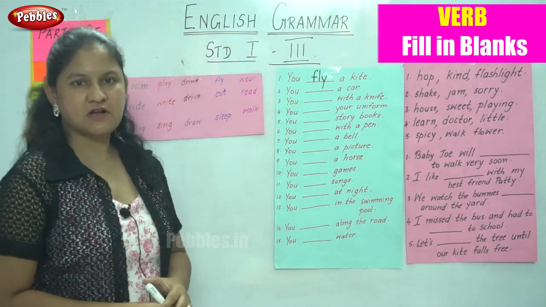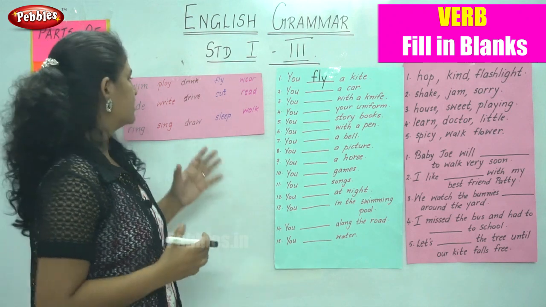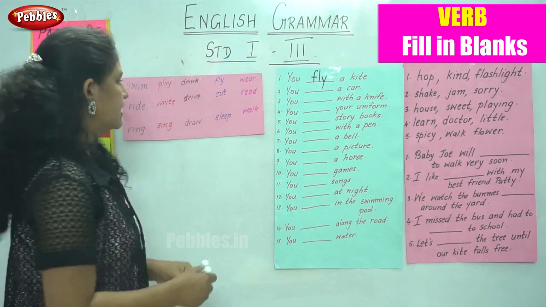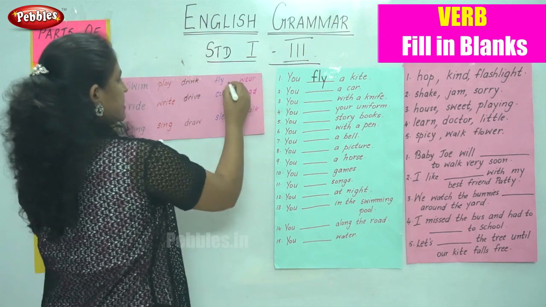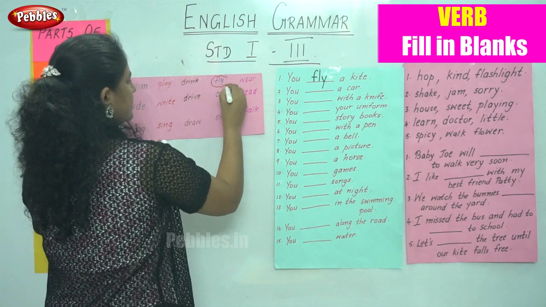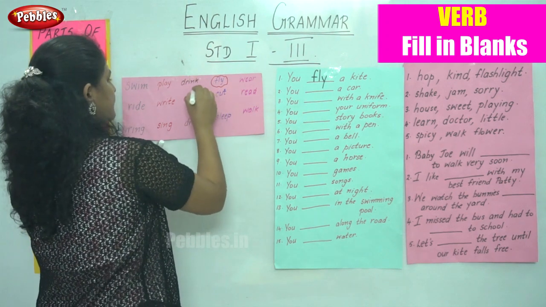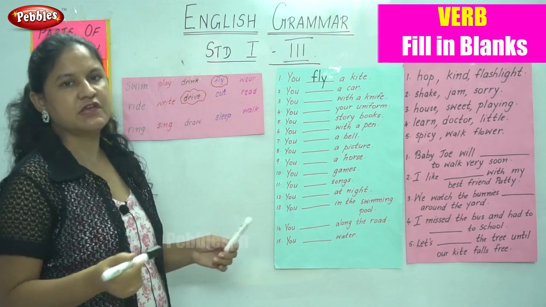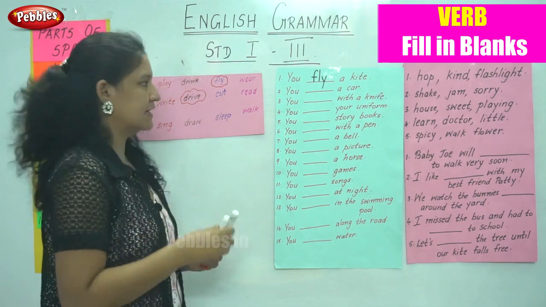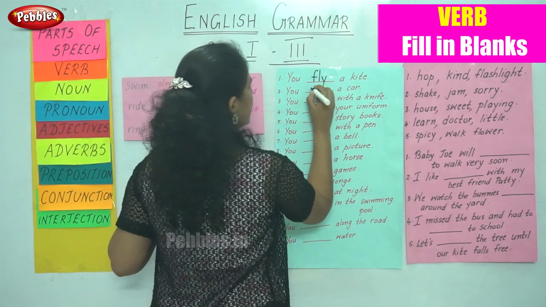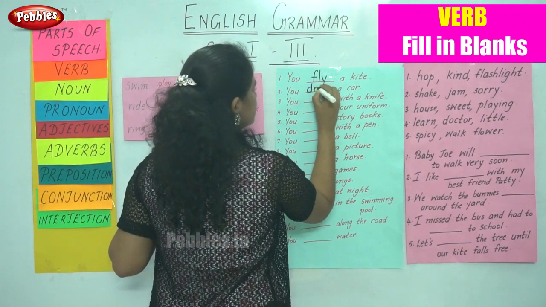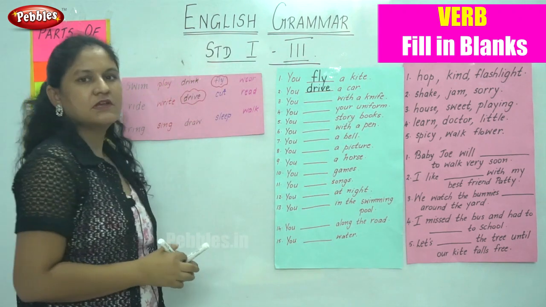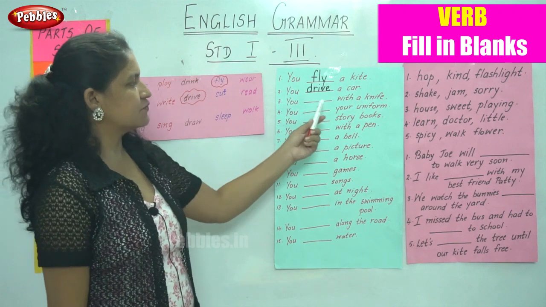The second sentence is you dash a car. So what do we do with a car? We normally drive a car. So we find the word drive over here. So we will circle the words as we write it. So we fly a kite, you drive a car. So we will know what words we have used and not repeat it again. So you drive a car. So write the word drive in the sentence.